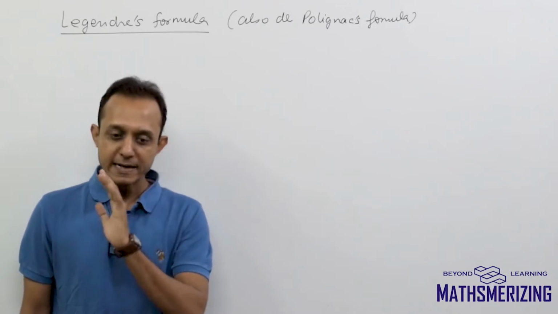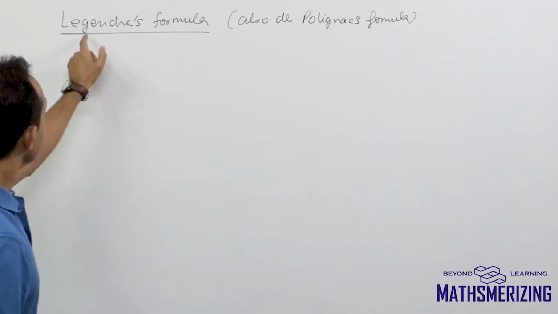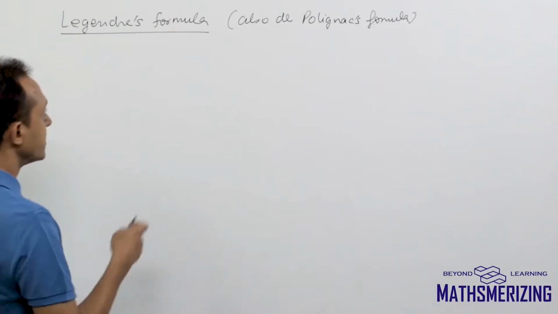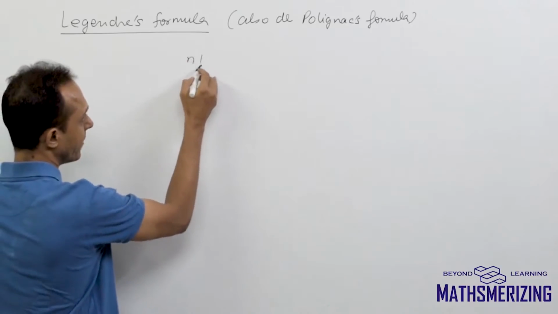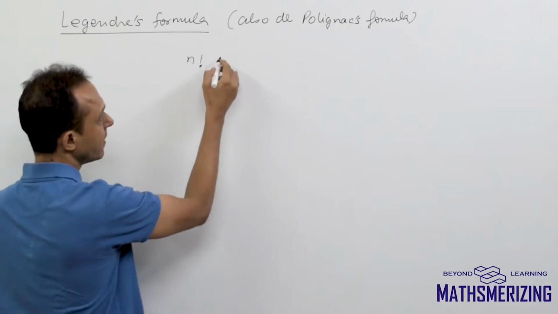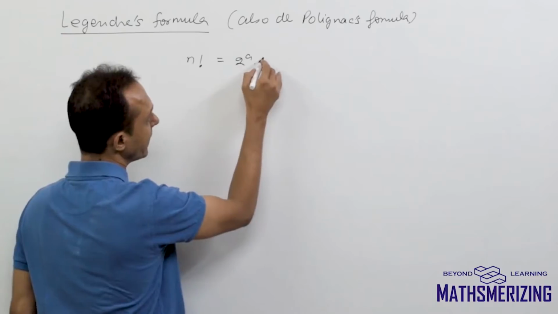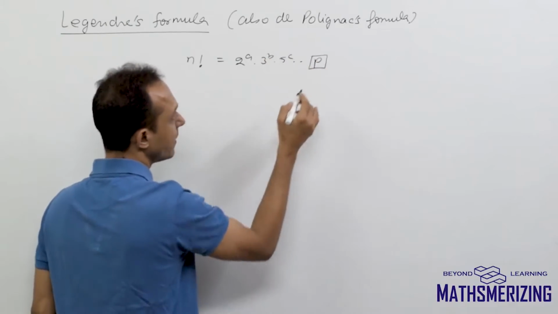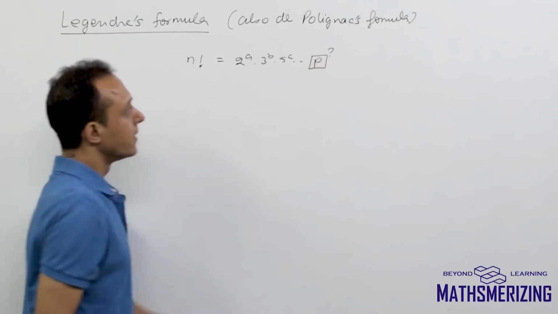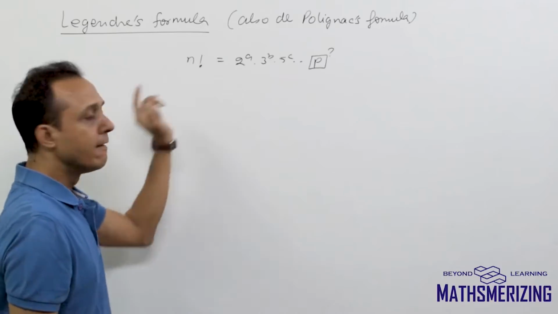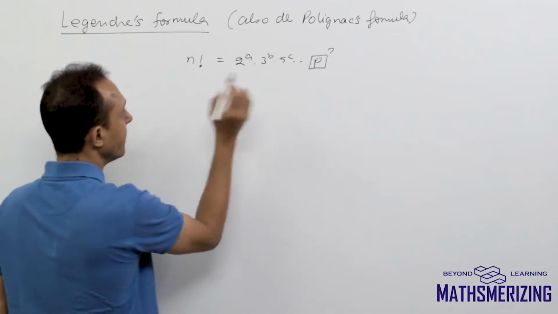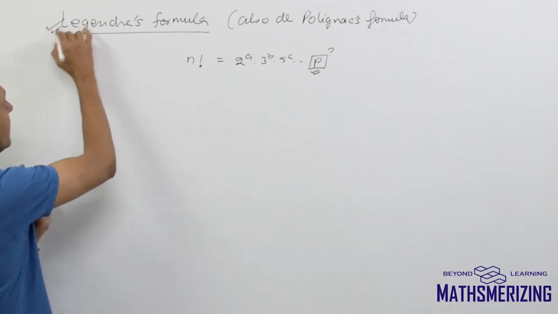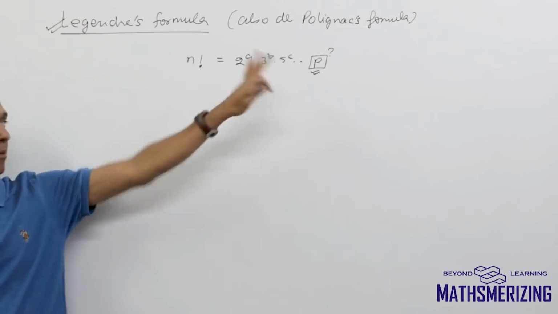So in this video, we'll discuss a very interesting and important formula, which is Legendre's formula, also known as de Polignac's formula. So the formula says, suppose I have factorial n, and I know I can express any number as prime powers like 2 to the power a, 3 to the power b, 5 to the power c, and suppose I have any prime number p, and I need to find what is the exponent of prime number p in factorial n. So when we need to find the exponent of any prime number in a given factorial, then we'll use Legendre's formula.